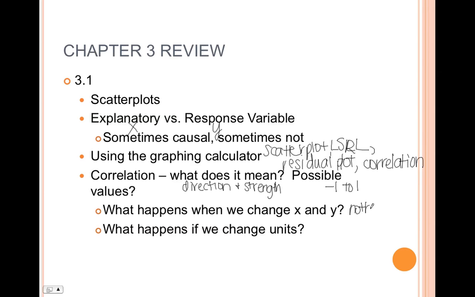What happens to the correlation if we reverse x and y? Nothing. What happens to the correlation if we change units? Nothing. The correlation is a standardized value. So the strength of the relationship between someone's height in inches and their weight in pounds is the same strength as their relationship between their height in centimeters and their weight in kilograms.